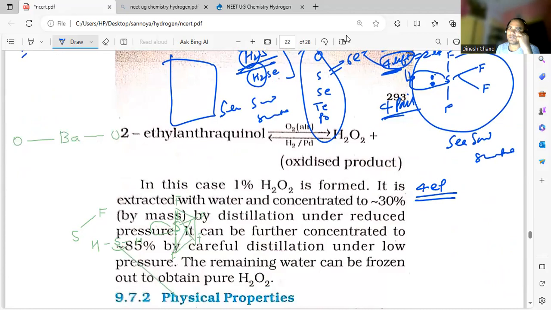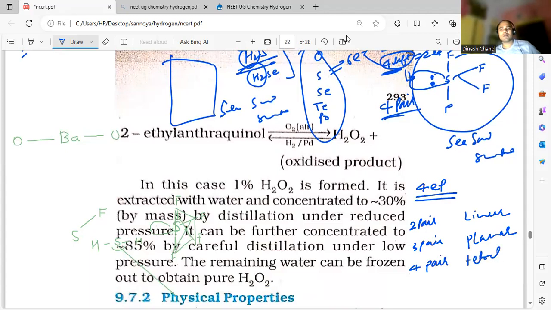What is distribution? Sir, I don't remember this, I think I forgot. How can you say? 2 pair means linear. 3 pair means trigonal planar. 4 pair is tetrahedral. 5 pair is trigonal bipyramidal. 6 pair is octahedral.